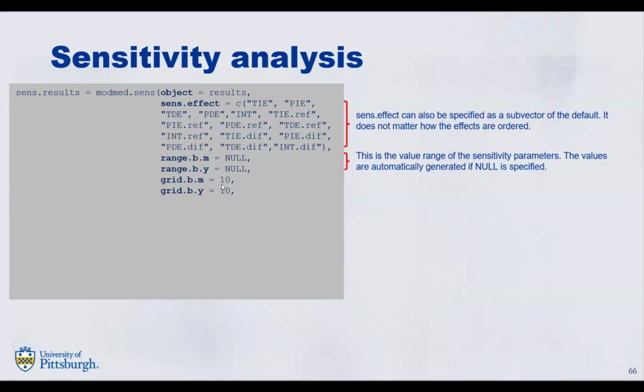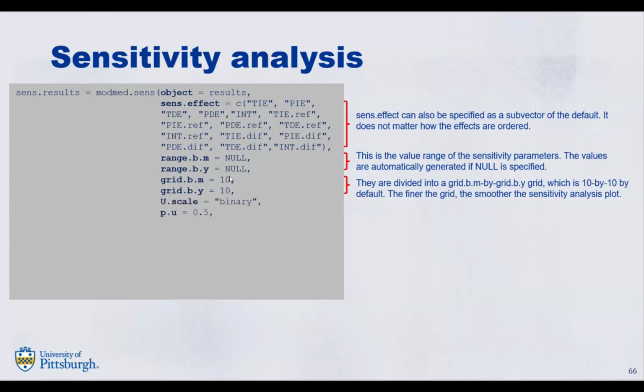For example, here 10 by 10, and then the program will estimate the adjusted effects at each given value of the sensitivity parameter on this grid. So the finer the grid is, that means the larger the numbers are, the finer the grid is, so the smoother the contours would be.